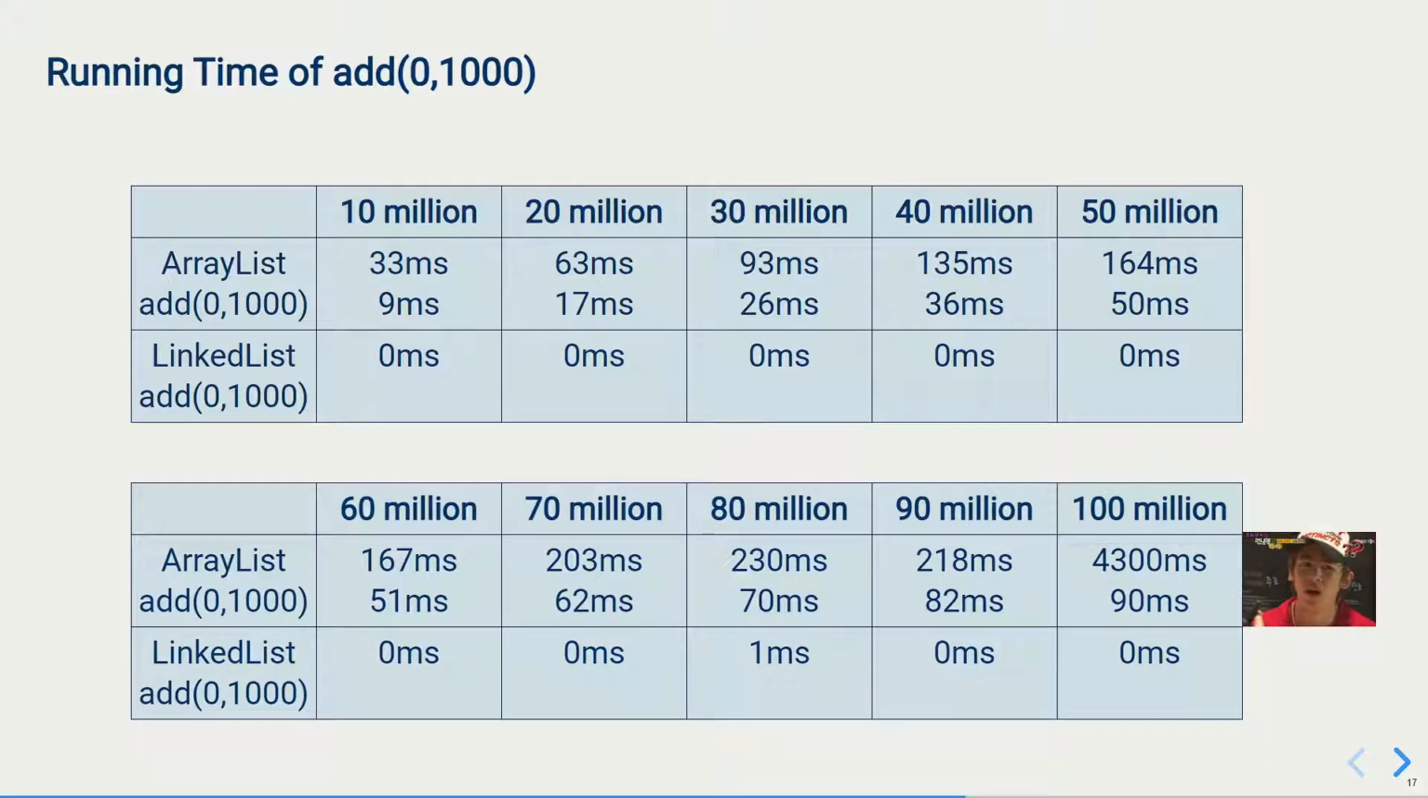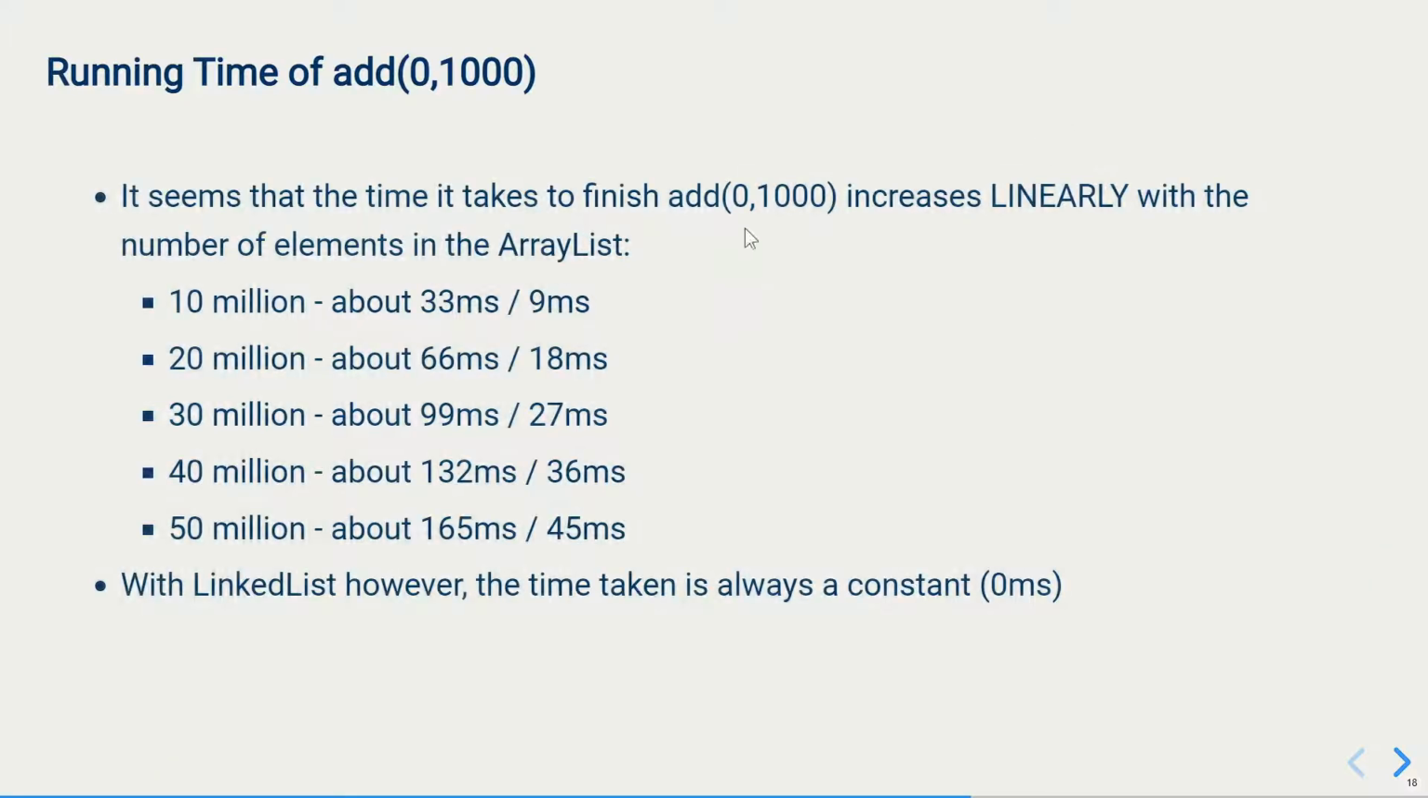I have no idea. What did we predict? 300 milliseconds? Well, we're a bit off. That didn't happen. But 80 million is still pretty close. Like if you multiply 30 by 8, you get about 240. Okay. So not all bad news. And the important point is that for ArrayList add, the time it takes to finish increases linearly with the number of elements in the array list, for the most part anyway.